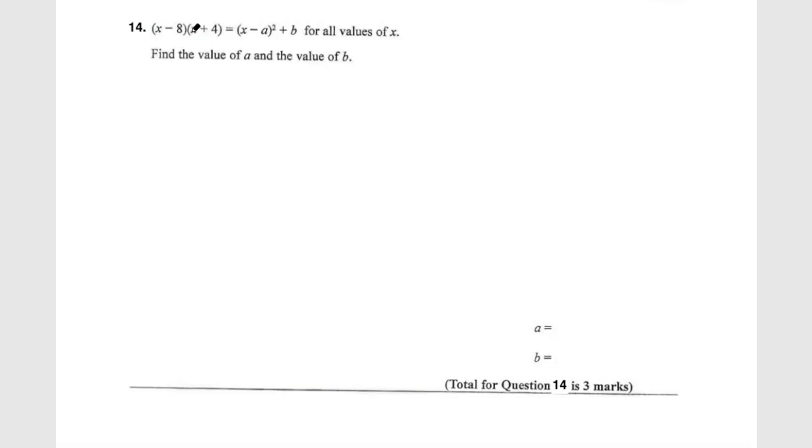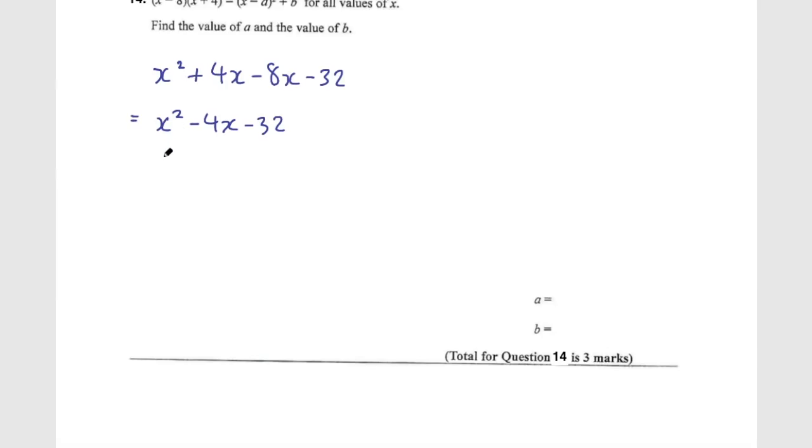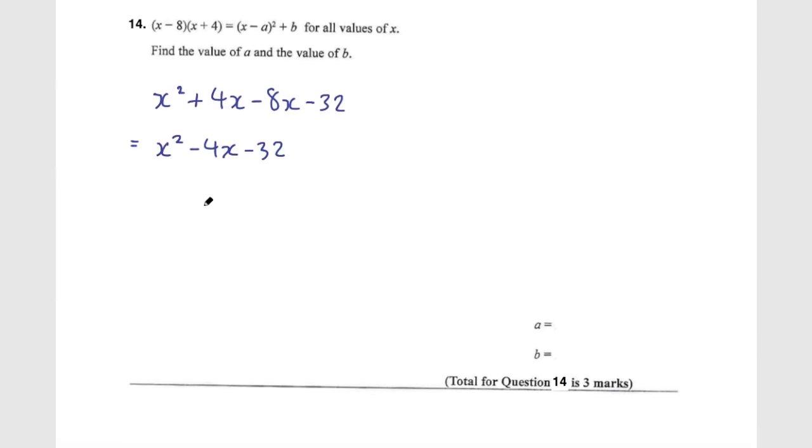Question 14 says x minus 8 bracket x plus 4 equals x minus a squared plus b for all values of x. Find the value of a and the value of b. So this is a typical completing the square question. The first thing, actually, you're usually given this as a quadratic, so we have to expand these brackets out first. So this is going to be x squared plus 4x minus 8x minus 32, which equals x squared minus 4x minus 32.